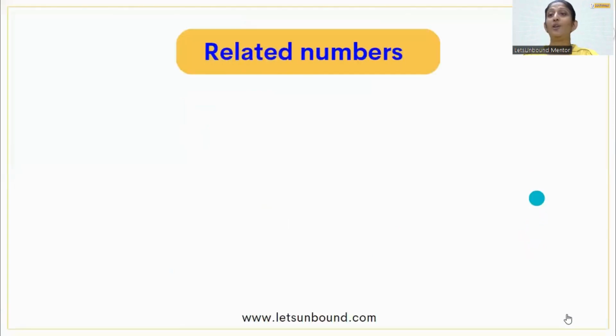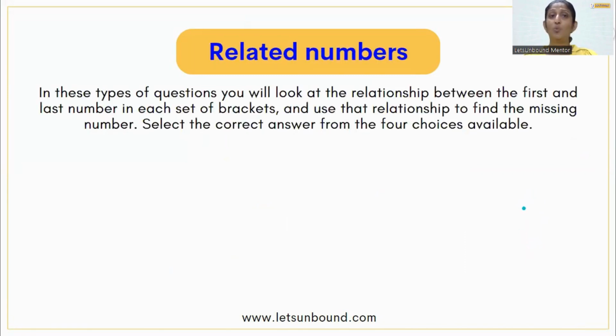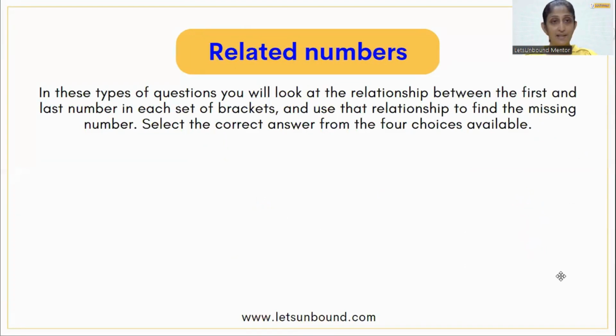So today we are going to learn one more topic of maths, which is related numbers. So first let us understand what type of question would be asked. In these type of questions, what you have to do is you would be looking at the relationship between the first and the last number in each set of brackets. And you would use these relationships to find the missing number. And finally, you have to select the correct answer from the available 4 choices.